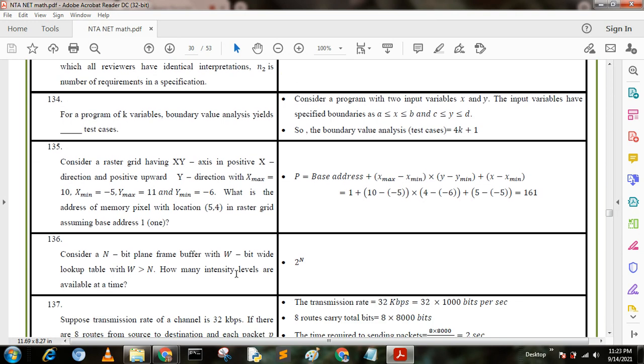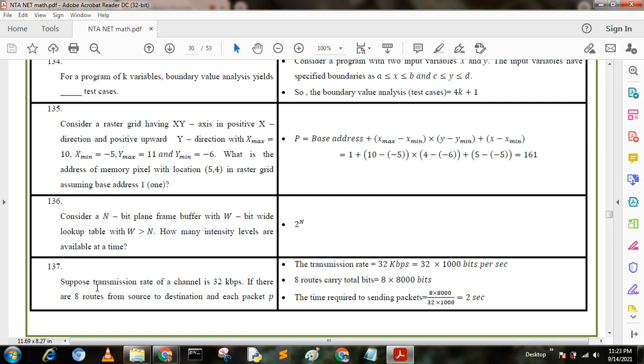Next question. Consider an n bit plane frame buffer with W bit wide lookup table with W greater than n. How many intensity levels are available at a time? Your answer is 2 to the power n.